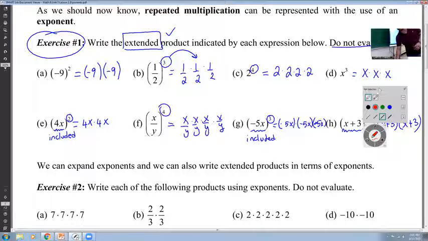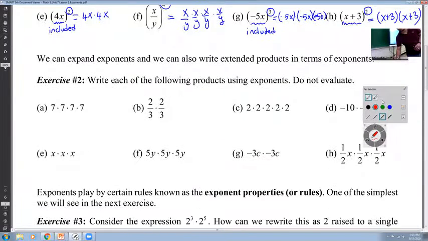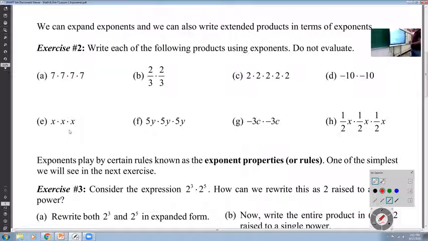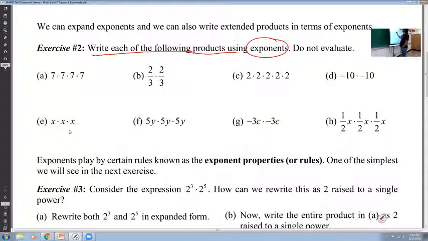All right. So the next one is, let me move this one a little bit down. Okay. Exercise 2. Write each of the following products using exponents. All right. So what number is being repeated? 7. How many times? 4. So it goes on top of 7. That's it. What number is being repeated? 2 over 3. How many times? 2 times. If you do not put a parenthesis, that means that only 2 is being repeated. If you put a parenthesis, that means that 2/3 is being repeated twice. Don't forget, guys, the difference.